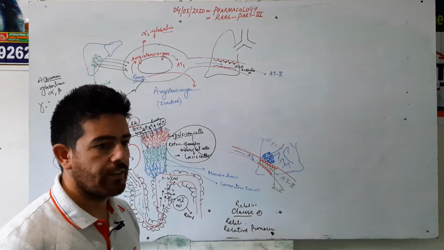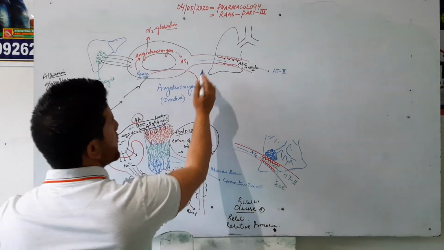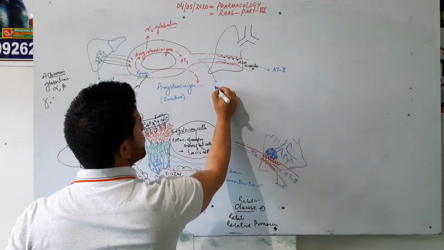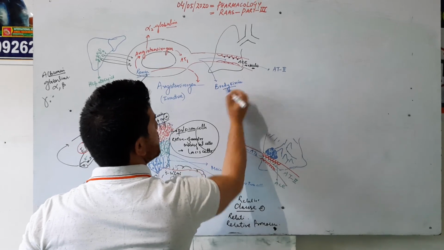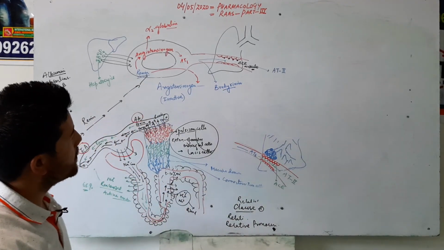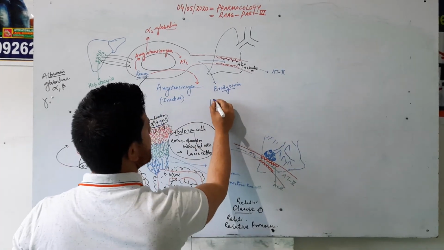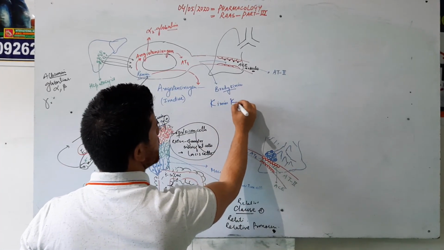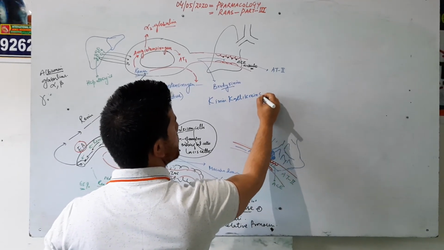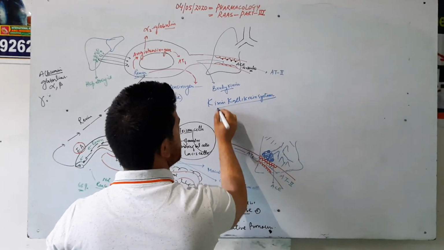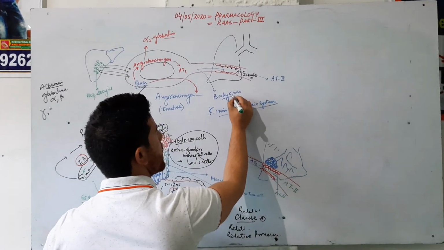inactivation of bradykinin. Bradykinin is actually a peptide which is present also in the blood. Bradykinin, here I can write it as bradykinin, that is actually a peptide which is present inside the blood, which is actually made by the system that is called a kinin-kallikrein system. Kinin-kallikrein system actually synthesizes this bradykinin.